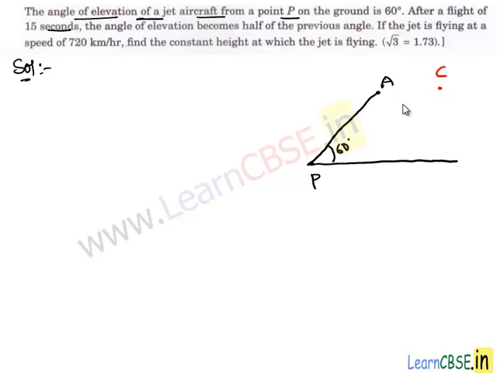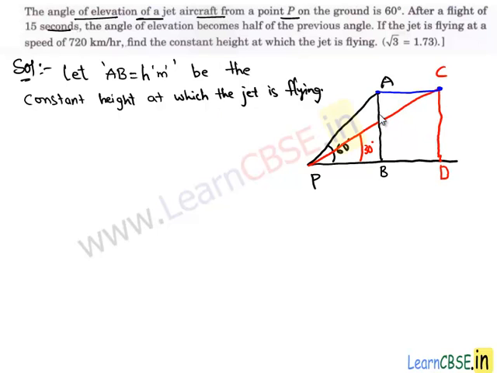Let it be C, and at this position the angle of elevation is half of the previous angle, which is 30 degrees. And we are interested to find the constant height at which the jet is flying. And this is the constant height, and this is also the same constant height. Let us drop a perpendicular from A and C, which touches the ground at B and D. We have to find AB or CD. Both are equal since it is flying horizontally, and we are given angles. So using this, we have to find AB.